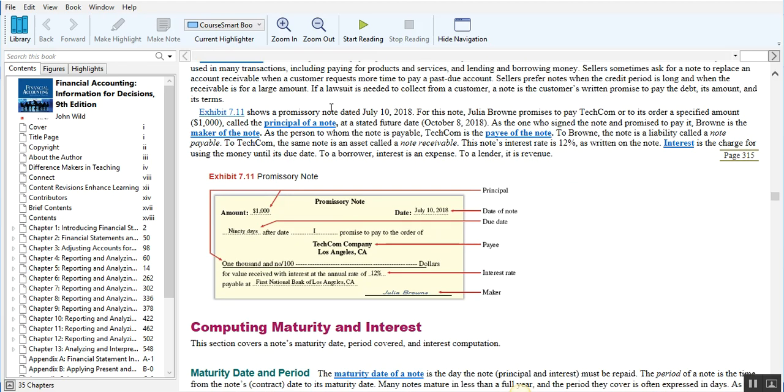So if you look, this is an example of a note. It has some key elements on it that's going to identify what we need to know about it. It'll have the balance, the principal amount, the date of the note when we actually make the note. It'll have the term for the note, 90 days. And then there's this promise to pay $1,000 plus interest at an annual rate of 12% from the customer.